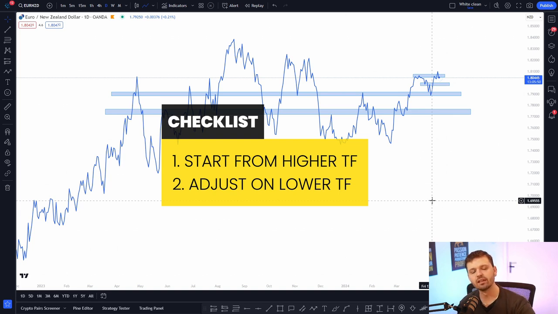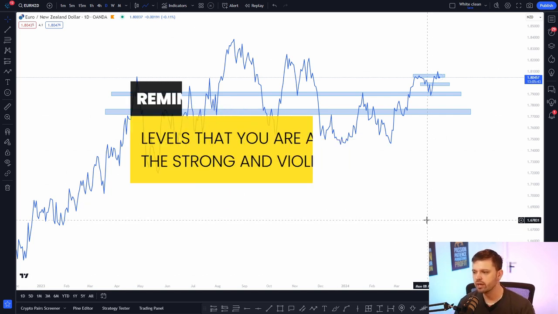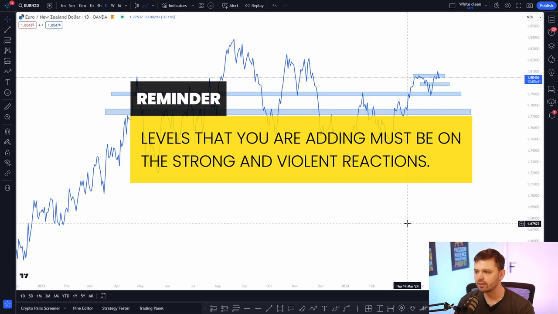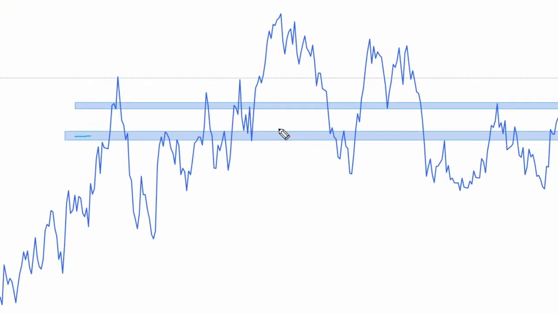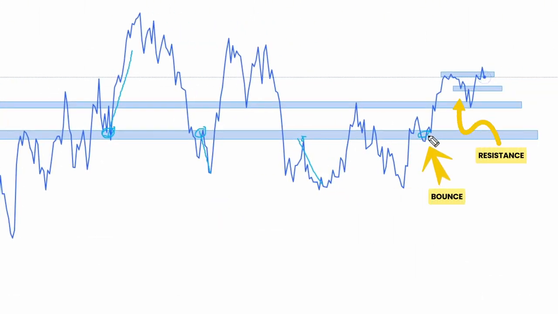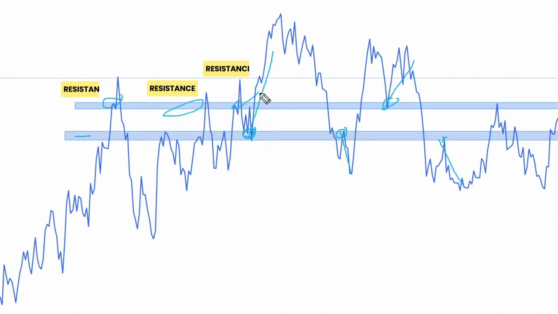So I start with the daily, add the levels, go down to the 4 hour, make it a little bit more compact, with more emphasis on the right side of the chart. And you want to make sure that the levels you're adding are levels where price has had strong and violent reactions. Okay, so this level right here, you have a very strong bounce. That bounce takes you all the way up here. That rejection for resistance, rejection, strong move to the downside, bounce, strong move to the upside. This one here, strong bounce up, resistance, resistance, resistance, all very strong moves. Same with that bounce right here.